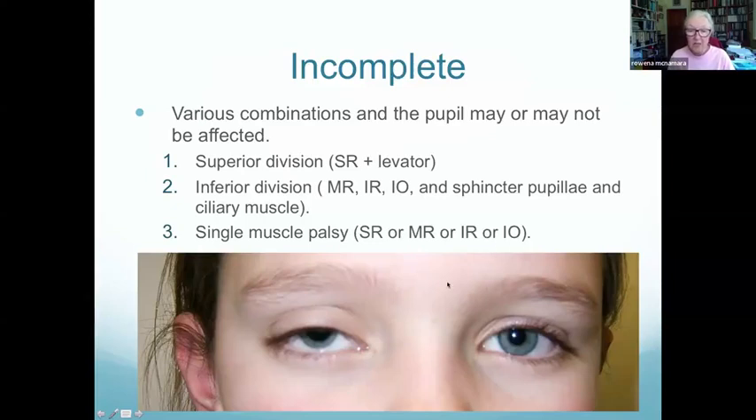oblique. So in this patient, this child at the age of 11 suddenly got a partial ptosis with dilated pupil, but she doesn't have an exotropia, so the medial rectus is not so much affected, and she doesn't have a hypotropia. So it's only affected the levator and the pupil and the medial rectus. So it's not all of the muscles being affected at the same time.